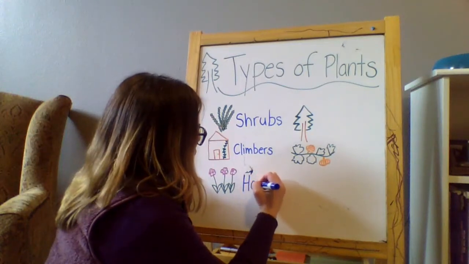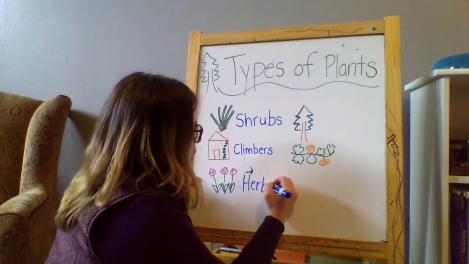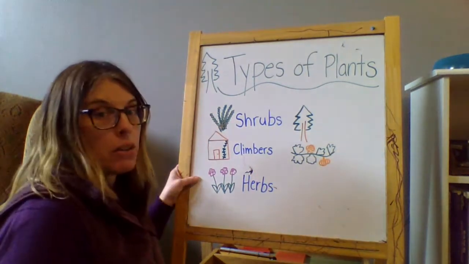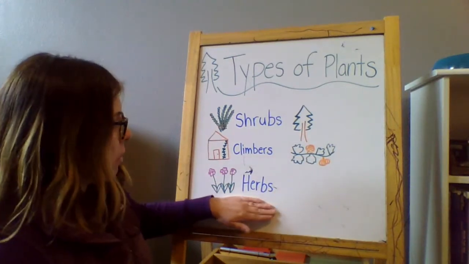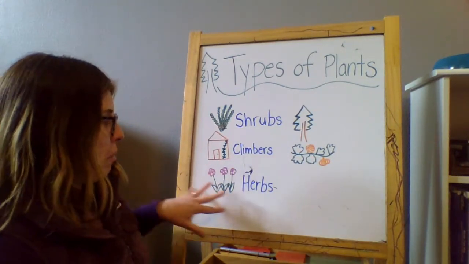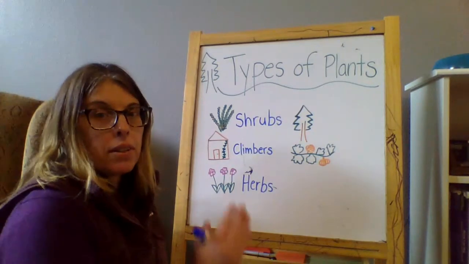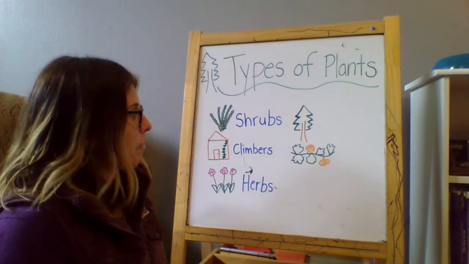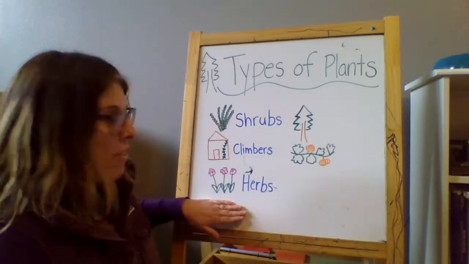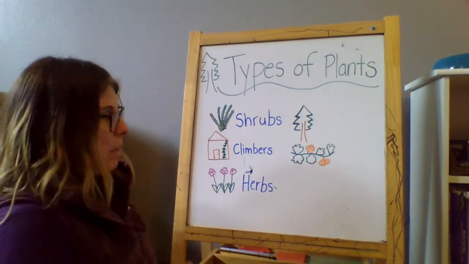Now that is an interesting word because a lot of times we use it to represent some plants that we use for cooking, but in this case it's also representing a whole group of plants that have those soft stems like that. Okay, soft but strong enough to support themselves, right?